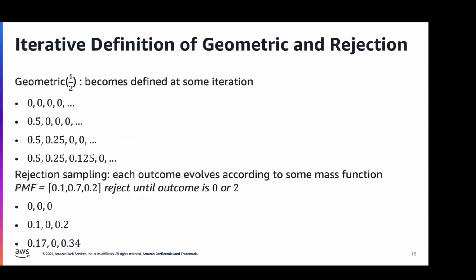So to explain how we deal with it, we characterize these PMFs. Note that if we look at geometric 1/2, essentially what happens when we define it is that it starts with all zeros. Then when we unfold once, it's 0.5 followed by zeros. If we unfold twice, 0.5, 0.25 followed by zeros, etc. For something like rejection sampling, or accept-reject, the pattern is very different, because each outcome evolves according to some mass function. For example, if we consider the PMF 0.1, 0.7, and 0.2, and then we reject until the outcome is 0 or 2, then the first function is zeros everywhere, then it's 0.1, 0, 0.2, then it's 0.17, 0, 0.34, etc.